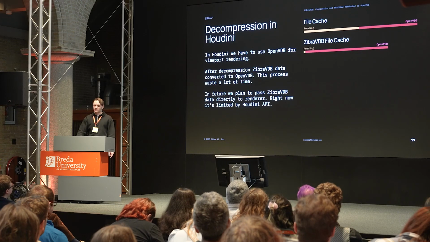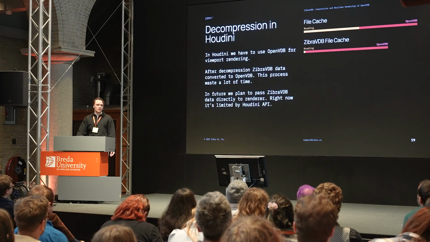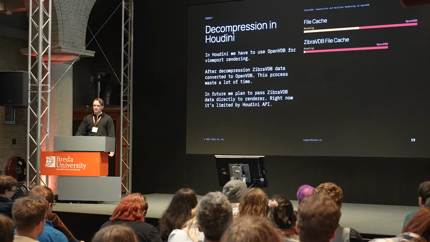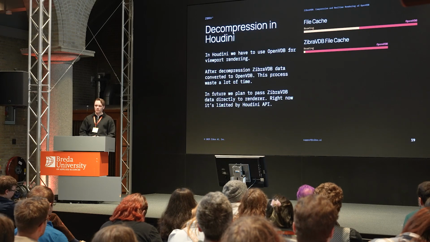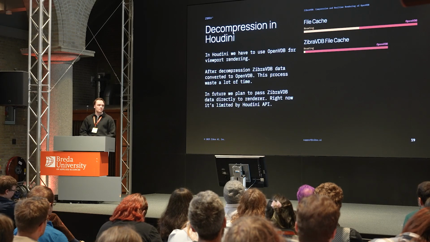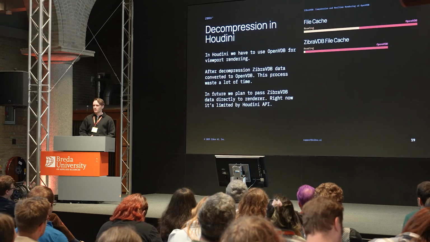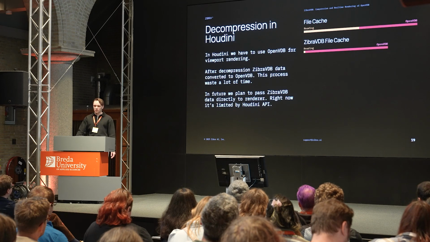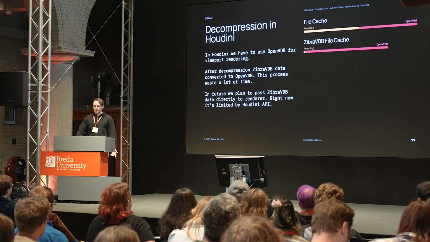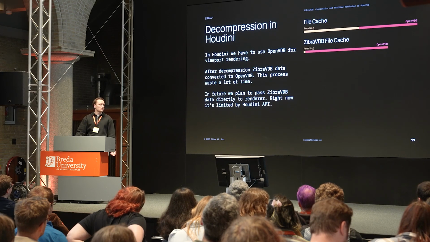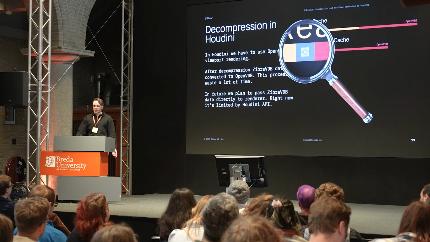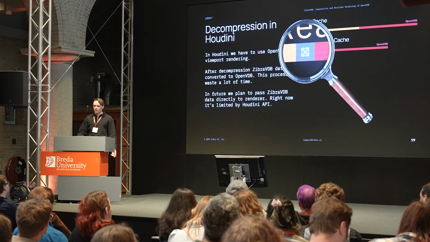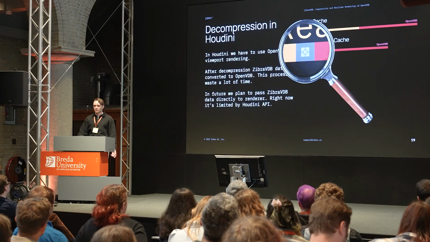In the case of the ZibraVDB file cache, you read from disk really fast because your data is compressed. But after the decompression, we actually convert it to VDB in Houdini because all renderers know how to work with VDB. They don't know how to work with custom volumetric data. So we need to convert it to VDB, and this conversion takes almost all of the time. The decompression step here is so small that it doesn't affect performance at all. It's all OpenVDB that we cannot get rid of right now.